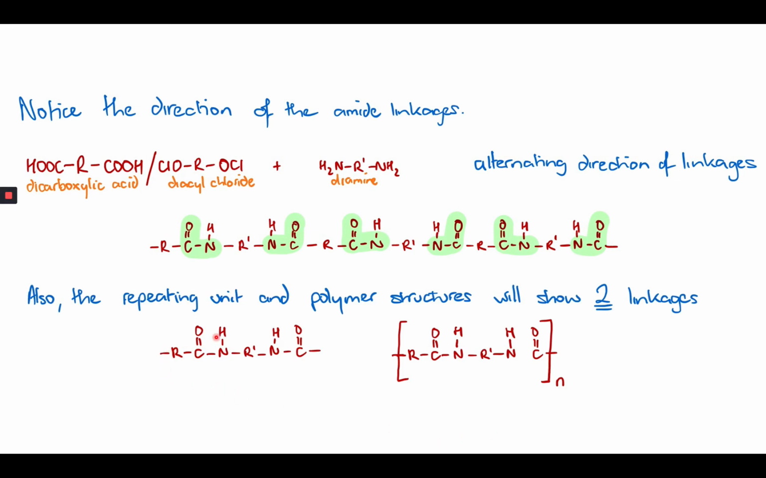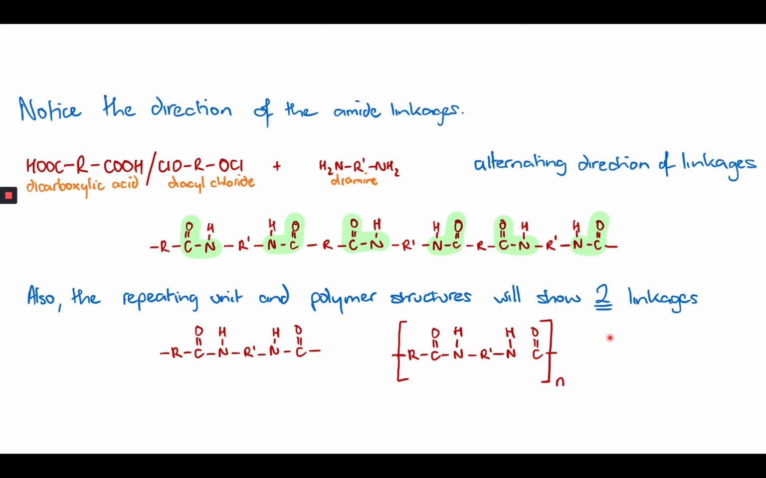So this incidentally is the repeating unit. So it doesn't have the square brackets as such. And then this is the structure. Okay, oh, and that's missing a bond, and I'll have to fix that. But obviously there should be a bond between that nitrogen and that carbon. But anyway, you can see that we've got the alternating direction of linkages just as we had with polyesters.